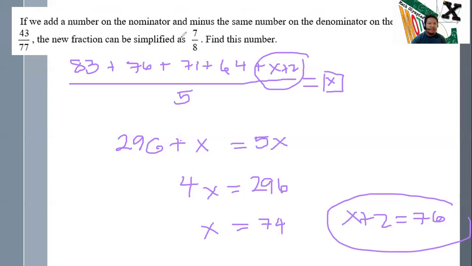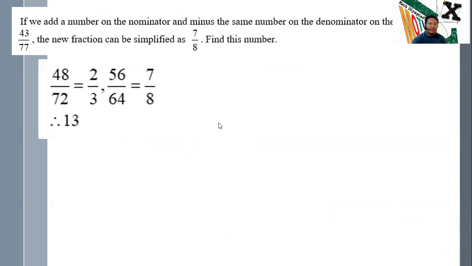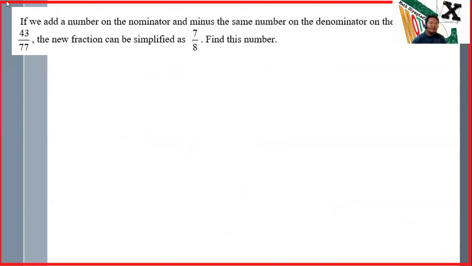How about this one? Question number 16 states that if we add a number in the numerator and subtract the same number in the denominator of the fraction, the new fraction will be simplified to 7/8. So this one is a little bit of guess and check for this situation. You can do the guess and check method, but I'll be showing you the algebra method, because adding numbers one by one will take us so long. So the shortest way is actually the algebra.